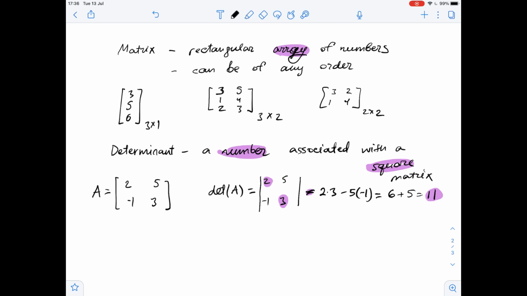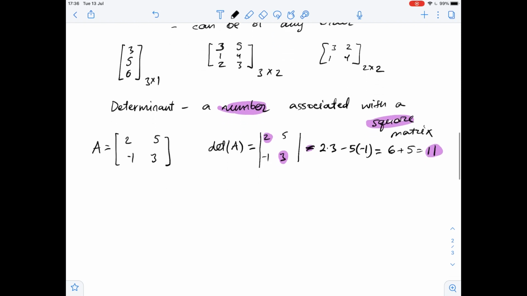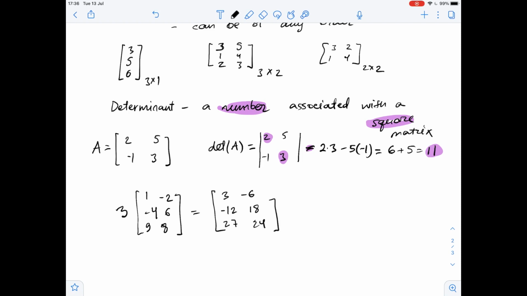Also, if a scalar is multiplied to a matrix, then it's multiplied to all the elements of the matrix. So if we, for instance, multiply a matrix 1, -2, -4, 6, 9, 8 by some scalar number, for example 3, we need to multiply each entry of this matrix by this number. So we get 3, -6, -12, 18, 27, 24.